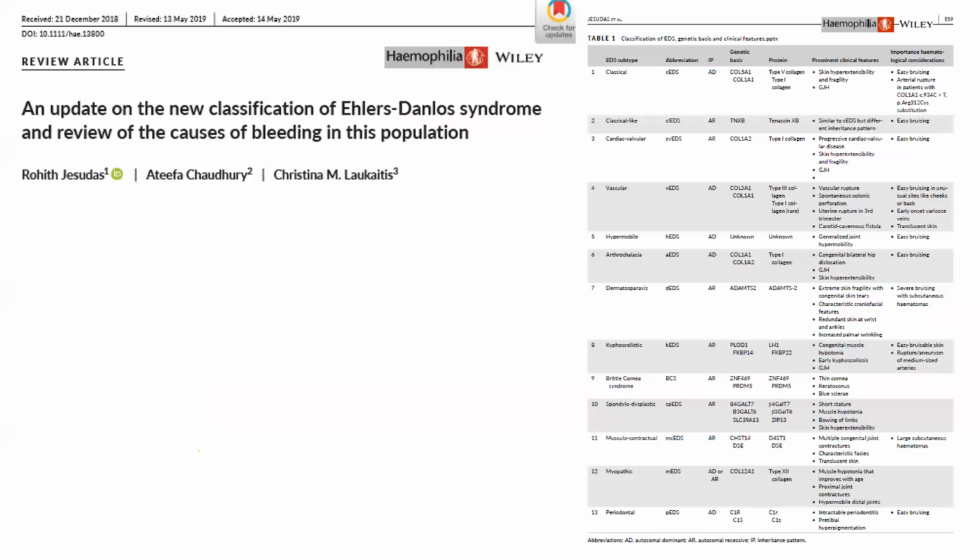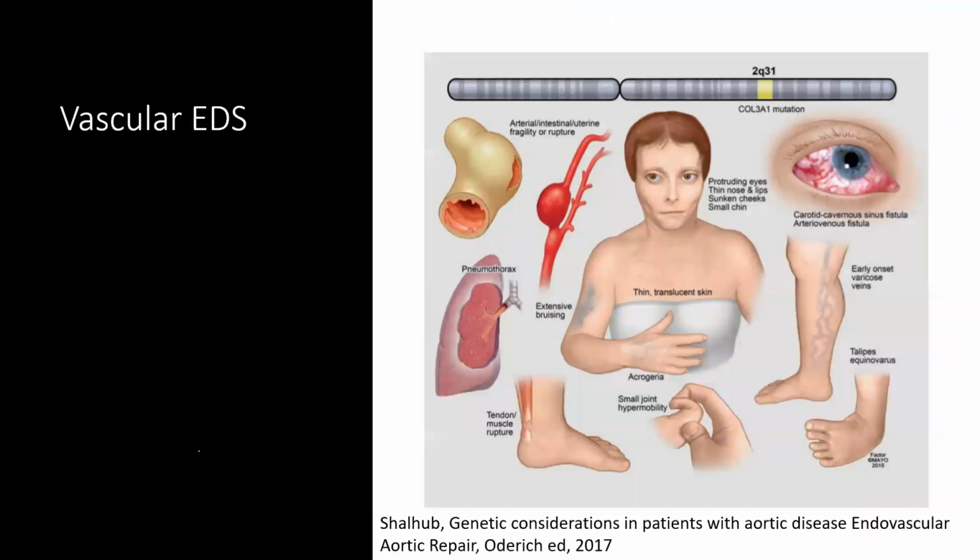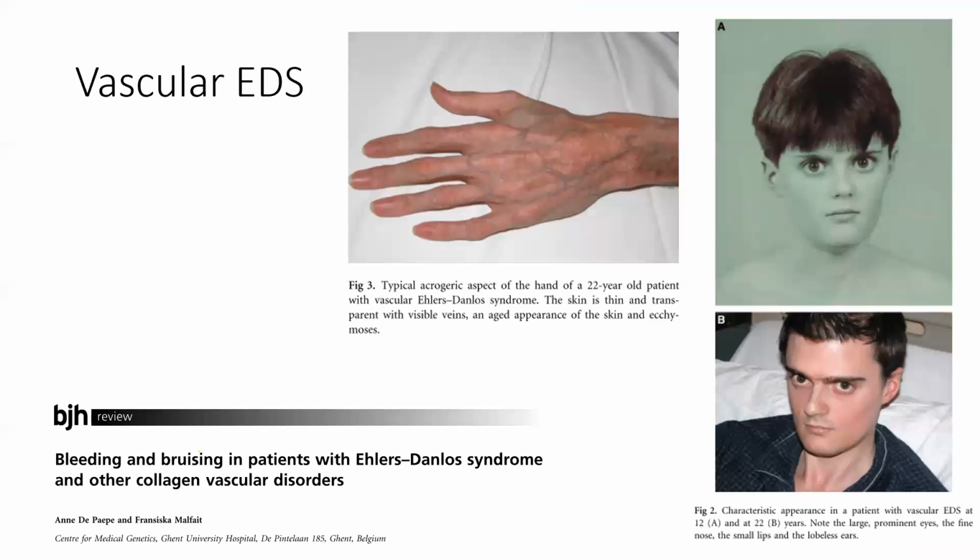And there's a very nice article for your reference in Hemophilia 2018, where the causes of bleeding in this population is discussed. And on the right-hand side, again, you can see the classification. So for us, hematologists may encounter a patient very rarely, if they're lucky, with vascular Ehlers-Danlos syndrome. These patients tend to die young from aortic rupture, gastrointestinal rupture. They can get a pneumothorax, uterine rupture, tendon rupture.